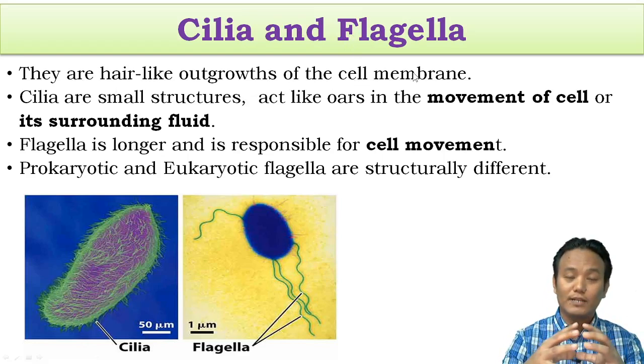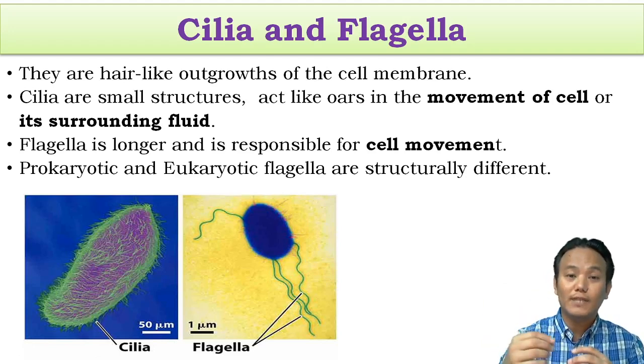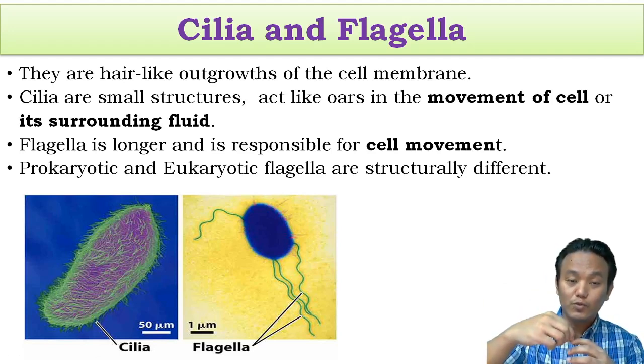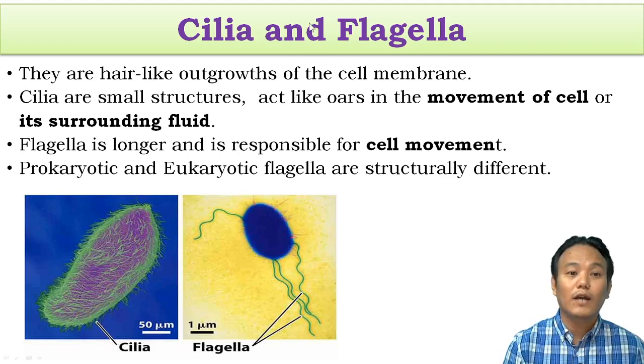Some of the eukaryotic cells have got hair-like outgrowths on their cell membrane. Hair-like outgrowths of the cell membrane are called cilia and flagella.